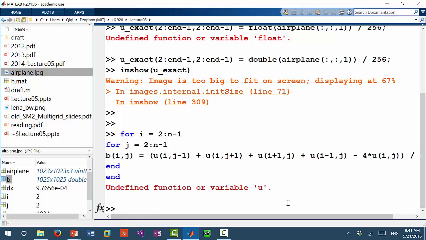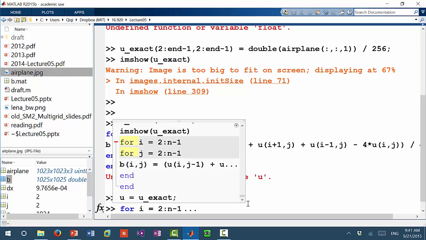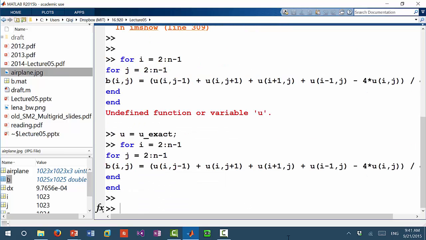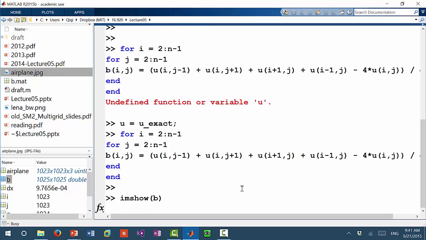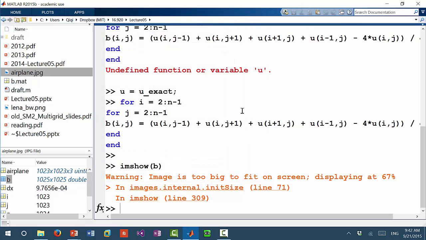Oh, undefined function variable u. So let me say u is equal to u exact, and repeat what I had before. Now we have a right hand side b. Just so I am sure what b is, it's a very rough picture. Basically, it's the second derivative, the Laplacian of the picture u. It shows the contours of the image pretty well.